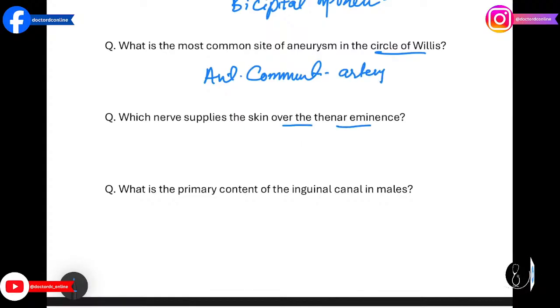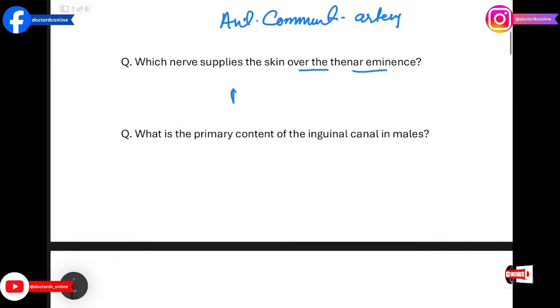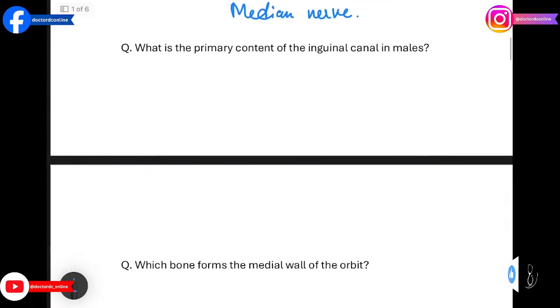The next question is, which nerve supplies the skin over the thenar eminence? And the answer is median nerve, because its palmar cutaneous branch innervates the skin over the thenar eminence of the hand.